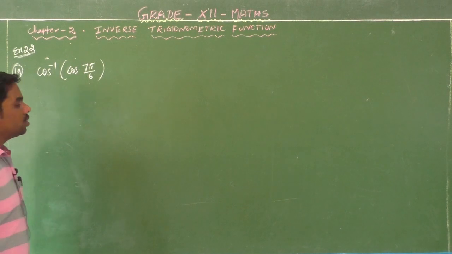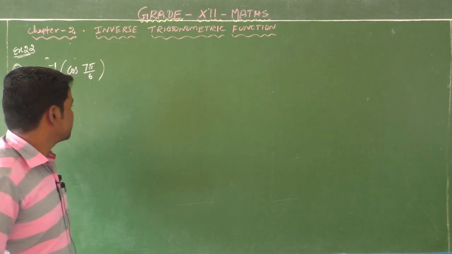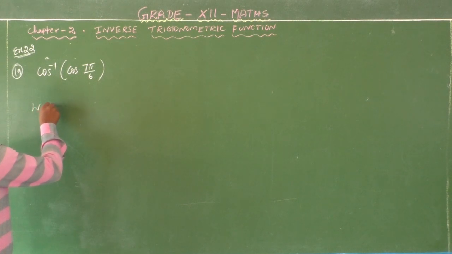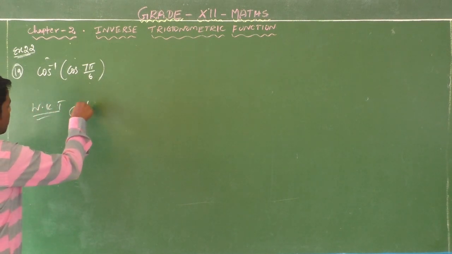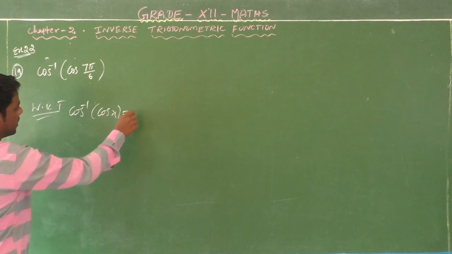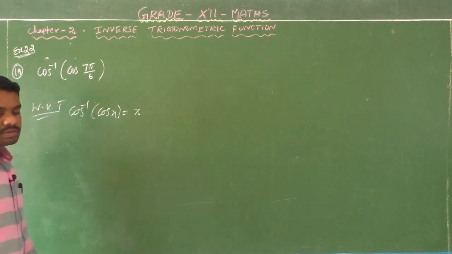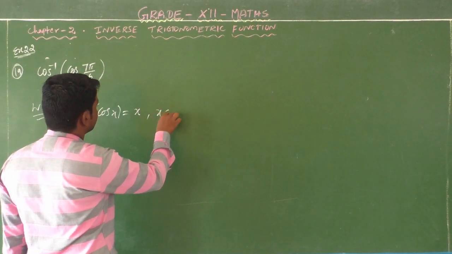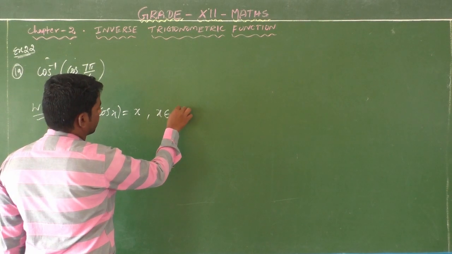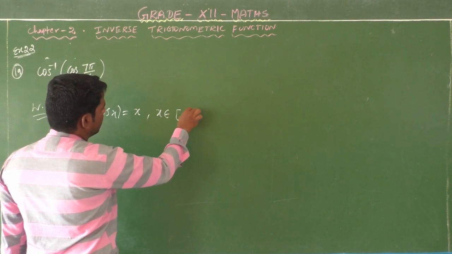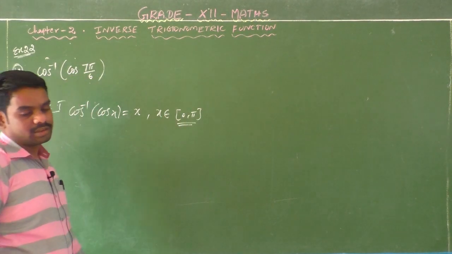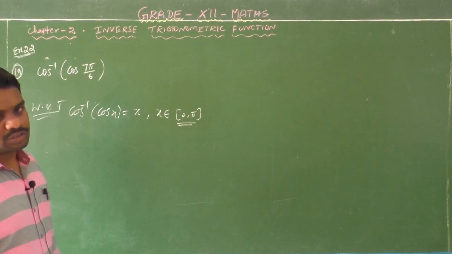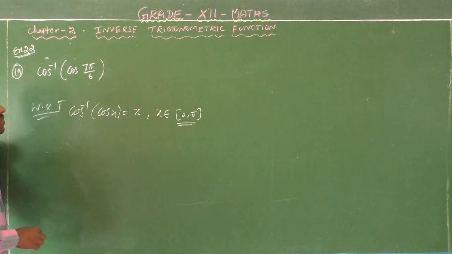Listen, you know the formula for cos inverse of cos x. Cos inverse of cos x is equal to x, where x belongs to 0 comma pi. This is the principal domain. 0 comma pi is the principal domain. So cos inverse of cos x equals x, where x belongs to 0 comma pi.